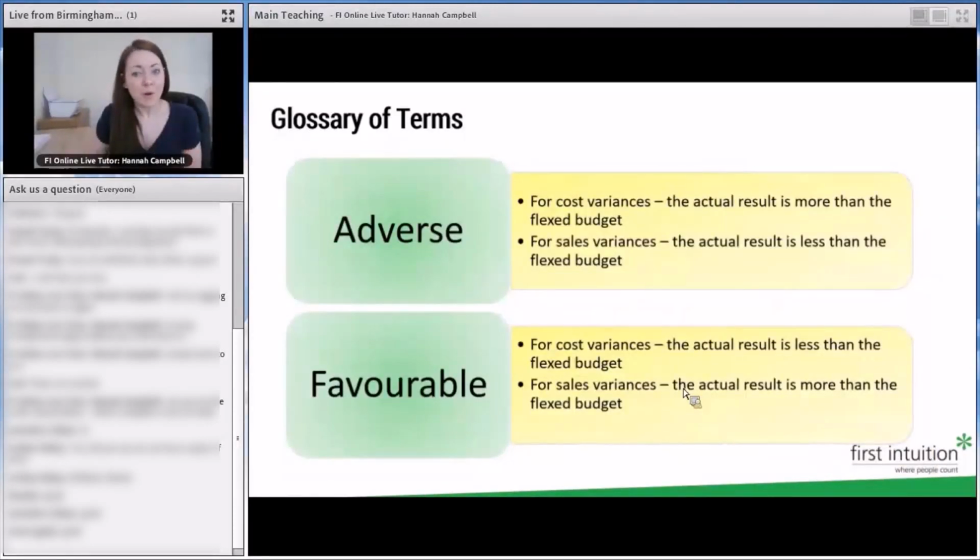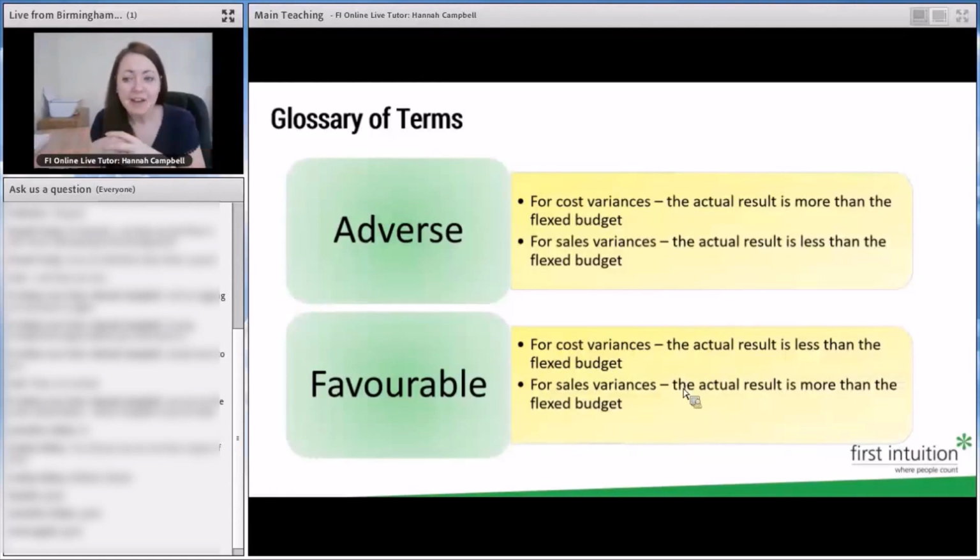Now, the other thing that we've not mentioned is whether a variance is adverse or favourable, which sometimes can cause us a few problems in the exam as well. So I've put it into quite simple terms here. Adverse variance, it's different with cost and sales, so it's always the opposite for cost and sales. So for cost variance, it's when your actual result is more than the flexed budget. You've actually spent more than you should have done, which obviously in cost terms is bad news.